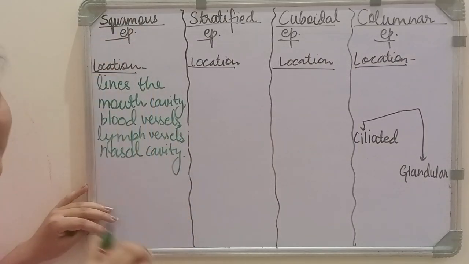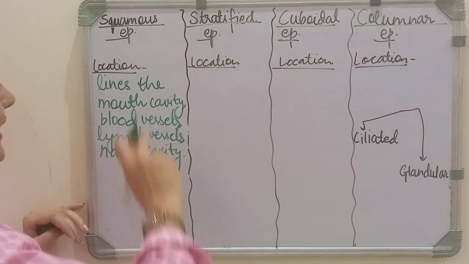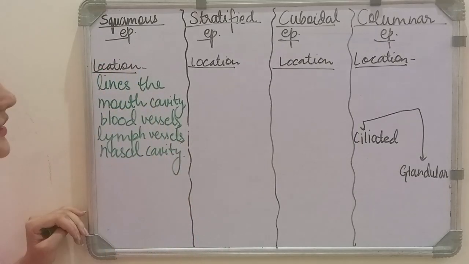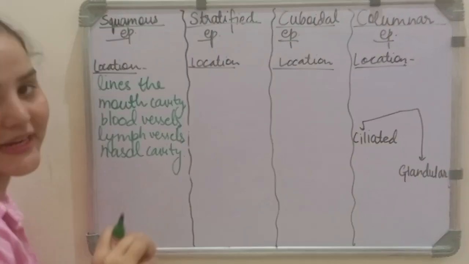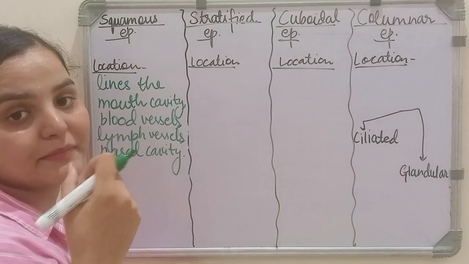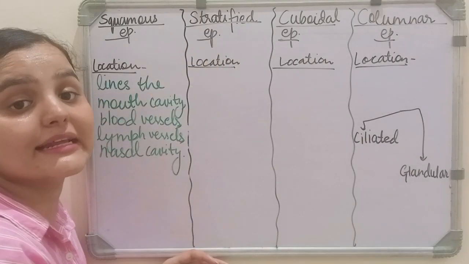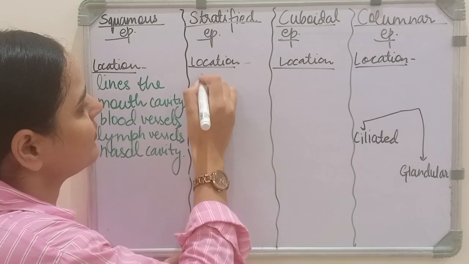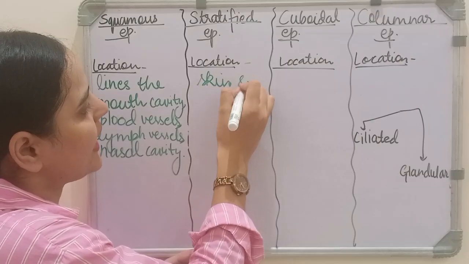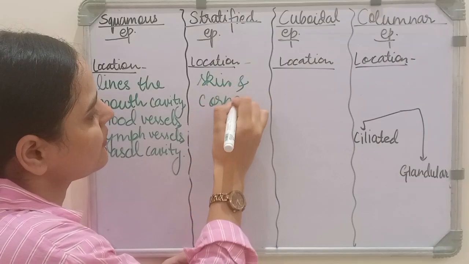Okay, squamous epithelium, it is very thin, flat-like, and it lines all these things. Now, stratified epithelium. This stratified epithelium is found in skin and cornea.